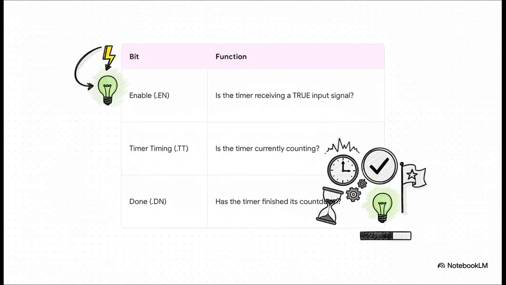Now, besides those values, the timer also gives us these 3 little status bits. Think of them like indicator lights on a dashboard that tell you exactly what's happening. The enable bit, or EN, lights up the second the timer gets the signal to start. The timer timing bit, TT, tells you, hey, the clock is running right now. And then there's the most important one, the one we're usually waiting for, the done bit, or DN. That one only turns on when the timer's finished.